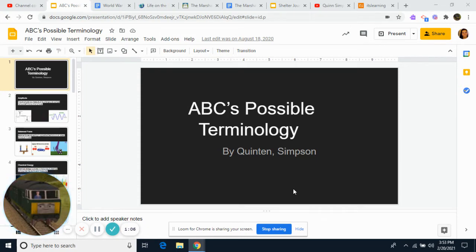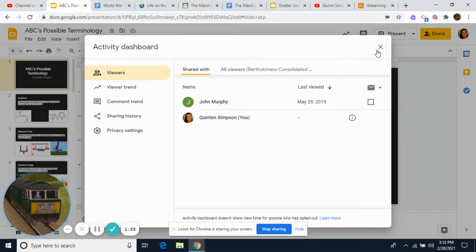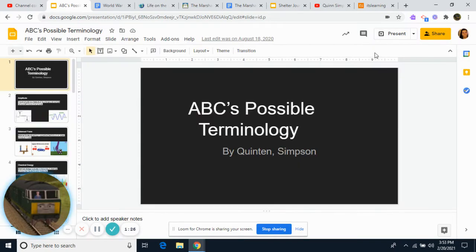All right, so let's start with the ABCs. I did the ABCs with the other parts, part 23 and part 24. So, ABC's Possible Terminology by Quinn Simpson. It was made by the end of the second semester. First semester, my chemistry teacher, ICP teacher, had us do an ABC's possible terminology. I found really good words about what can be related, so definitely. All right, let's get started here.